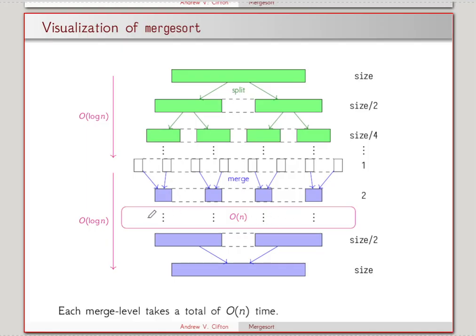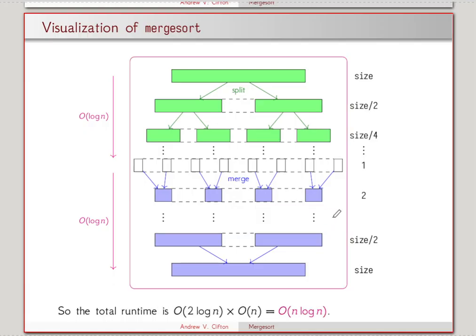And then going horizontally here, each level of this merge going that way takes O of n time. So I spend O of n time doing these merges, and then I spend O of n time doing the next level of merges, and so forth all the way up. So the total runtime is 2 times the log of n on the vertical side, times the O of n on the horizontal side, for a total of n times the log of n.